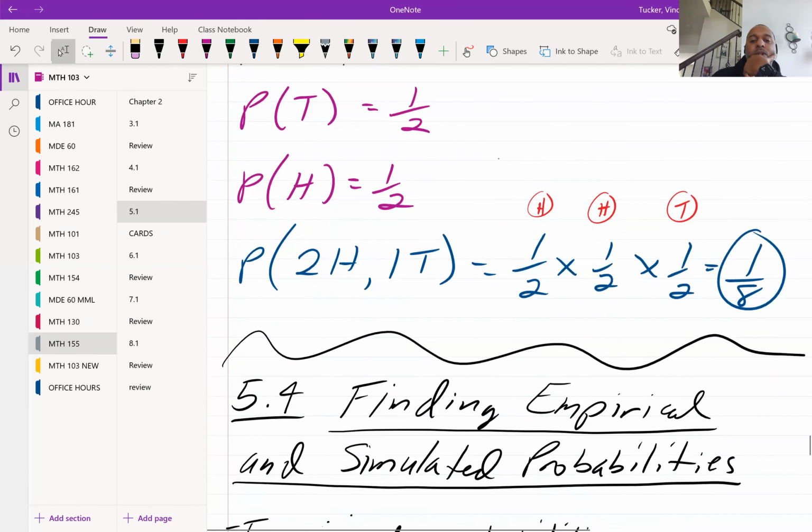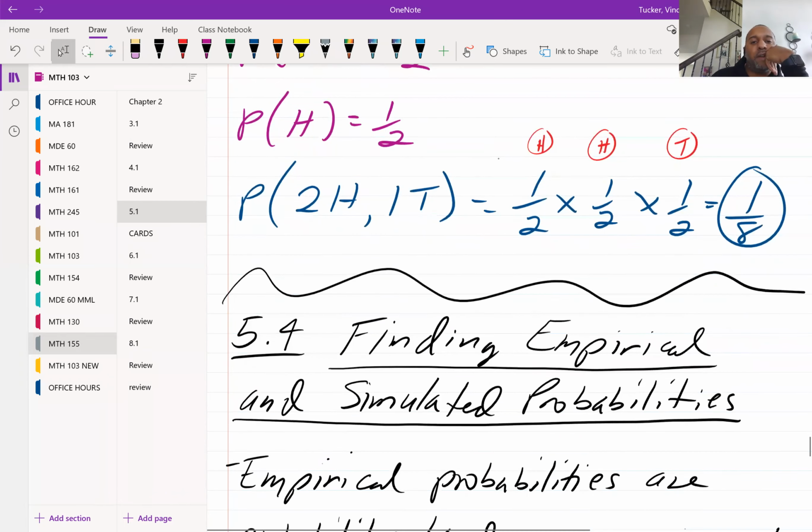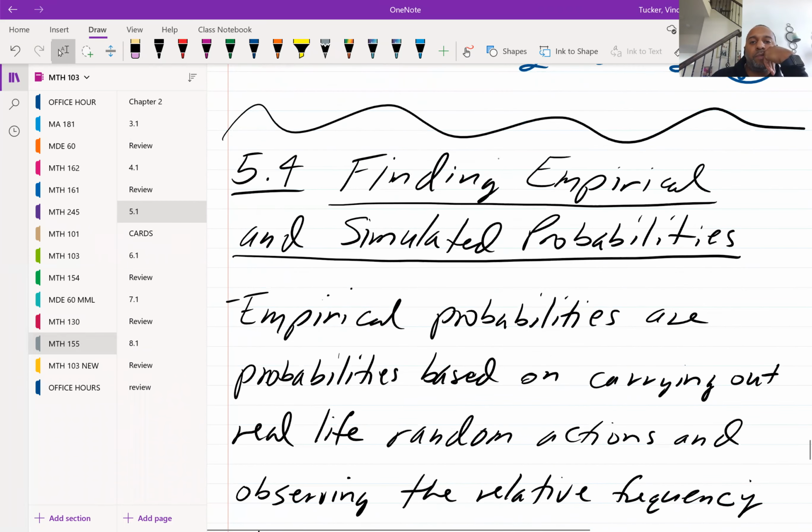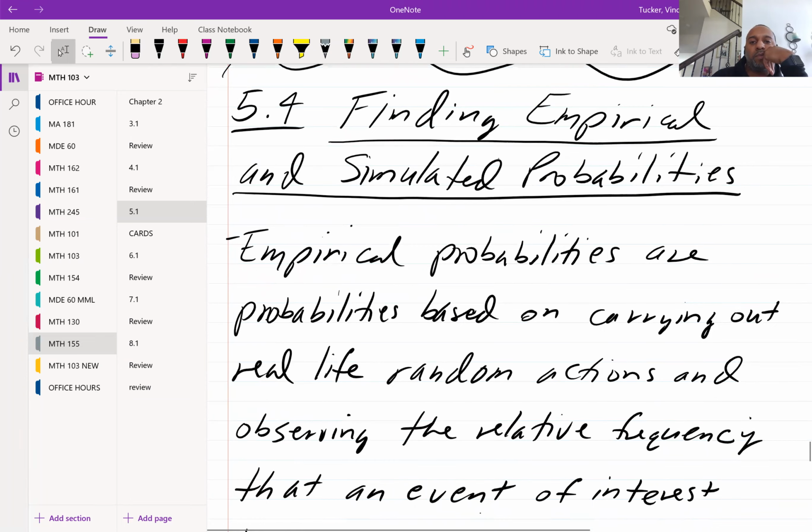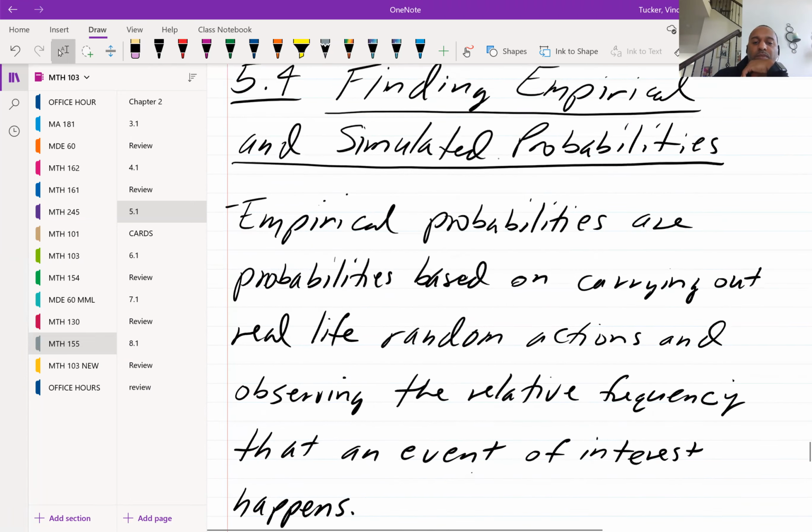All right, so let's look at 5.4, the last section in chapter 5. Finding empirical and simulated probabilities. Empirical probabilities are probabilities based on carrying out real life random actions and observing the relative frequency that an event of interest happens.